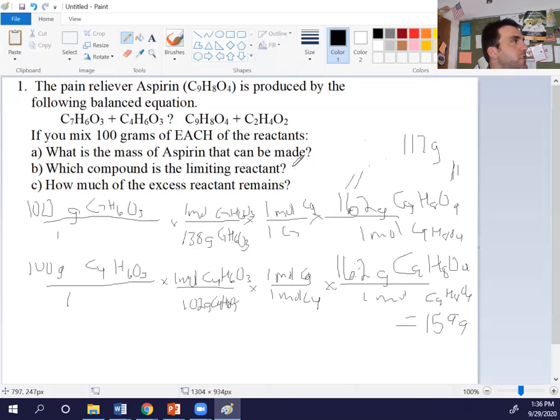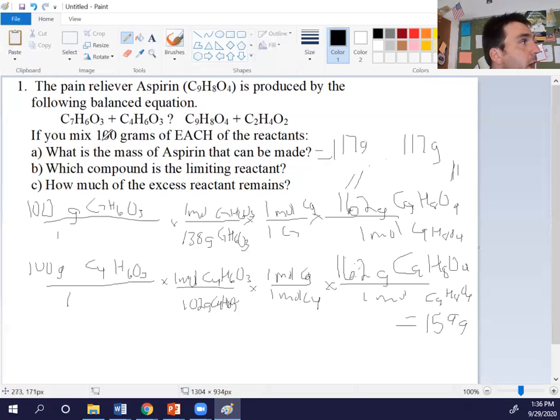All right. So now I need to answer my question. What's the mass of aspirin that can be made? I've done all the work. Now I just need to answer the question. Nope. The mass is whichever one gives you the smallest amount. So 117. Nope, not yet. That's only a percent yield.